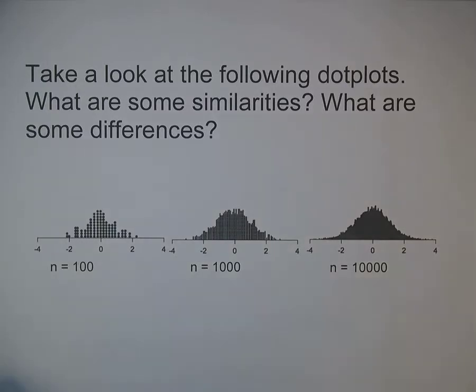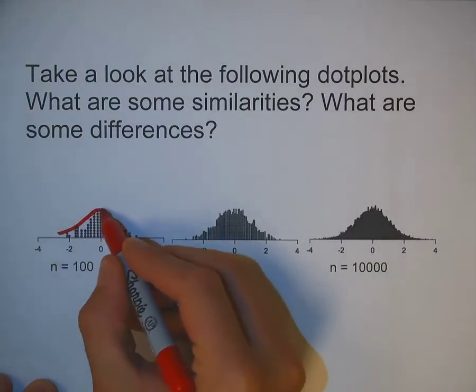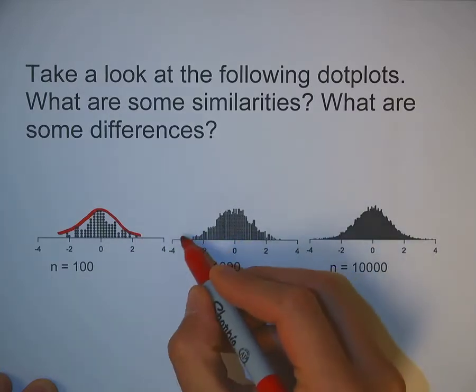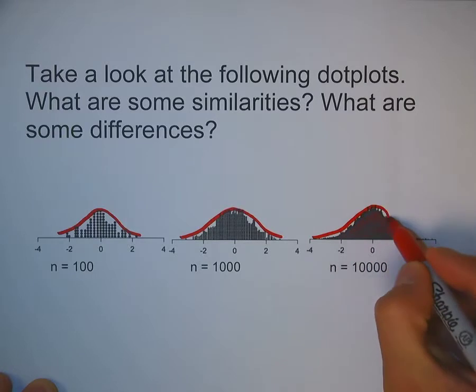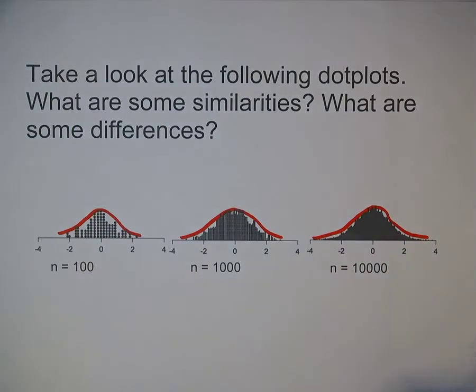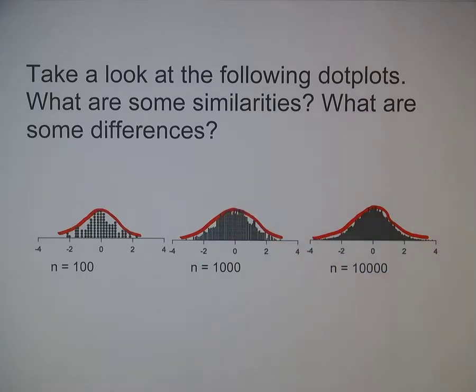Well, it seems that all of the distributions are relatively symmetric. We can draw in a pretty symmetric shape over the top of each of them. It seems like the mean and median are in similar locations. Again, they're symmetric. They almost have that bell shape, kind of like a church bell. And the major difference we can see is that as the sample size got bigger, the distributions became more and more of this bell shape.